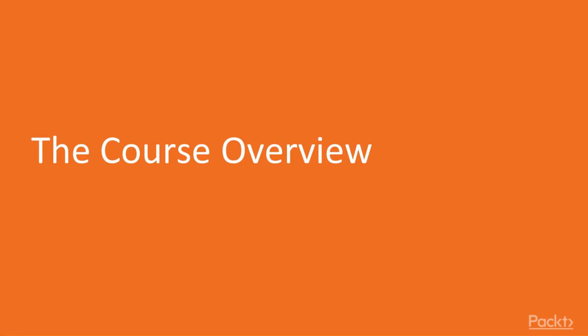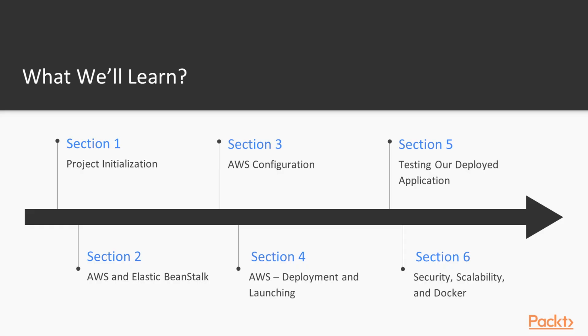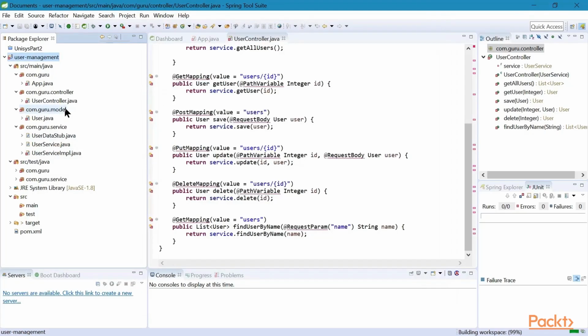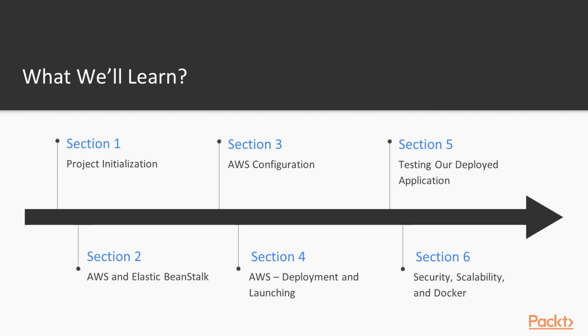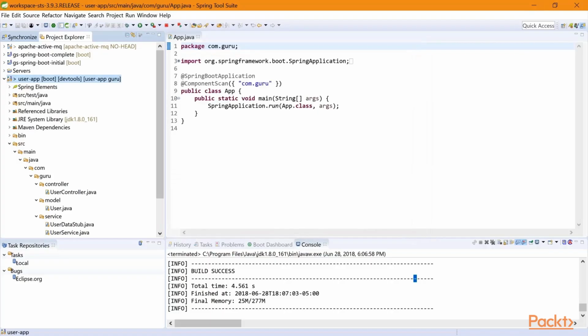The course overview: we are going to be checking into 6 sections which form this course. In section 1, I'm going to show you project initialization, which means setting up the software and other accounts and the various things needed to be able to follow along with this course. In section 2, we'll get into Amazon Web Services and also a little bit of intro into Elastic Beanstalk, which is the way that we deploy applications.